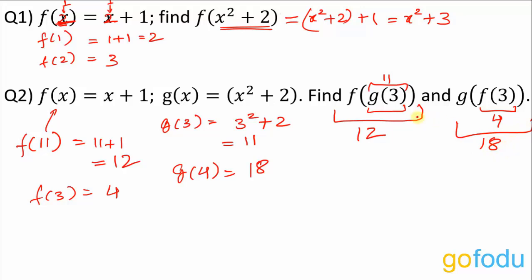As f of g of 3 is not equal to g of f of 3, we can say composition of functions is not commutative. Okay.